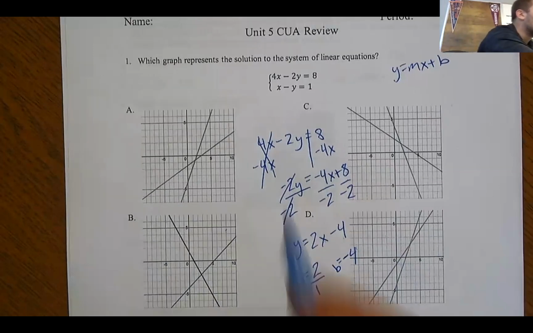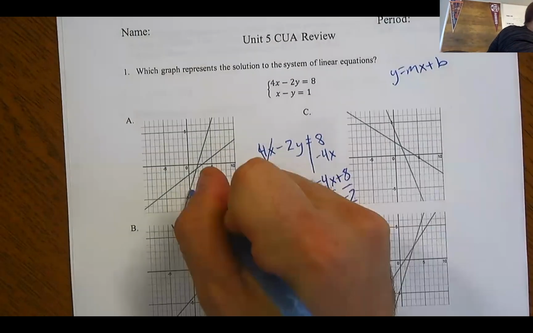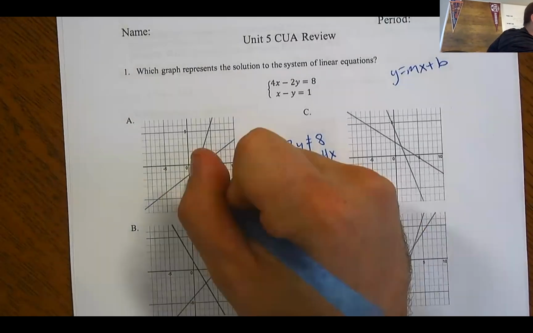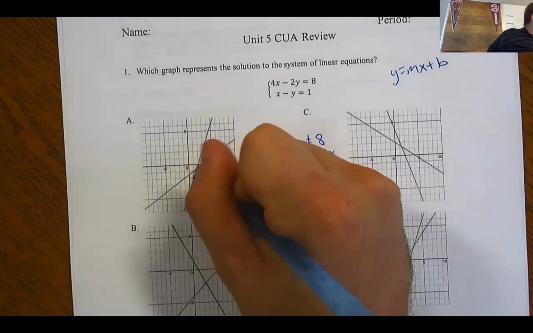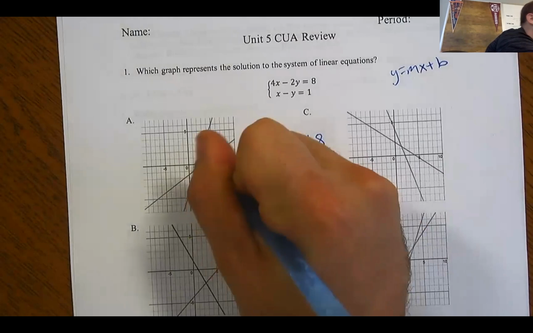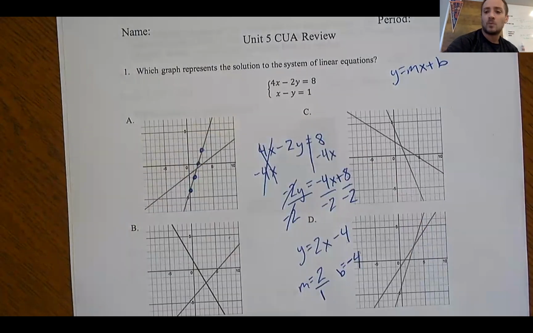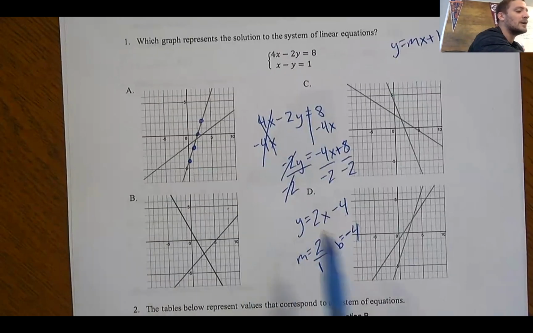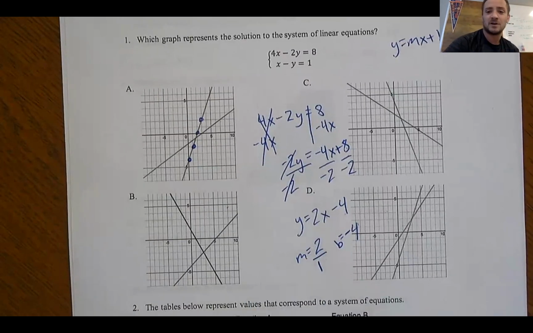Let's see. Answer choice A, y-intercept at negative 4 and a slope of up 2 over 1, up 2 over 1, up 2 over 1. Hey, that is one of my lines. That is the line y equals 2x minus 4. Answer choice A is looking pretty good so far.